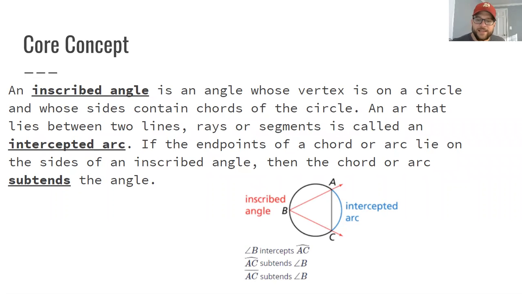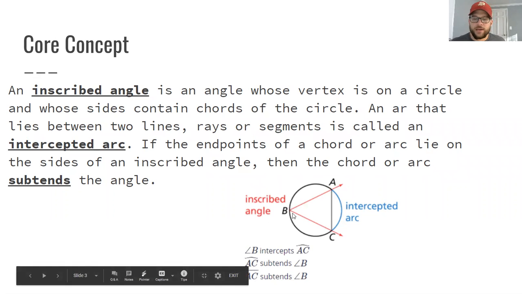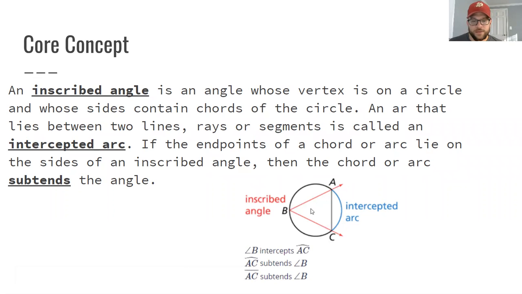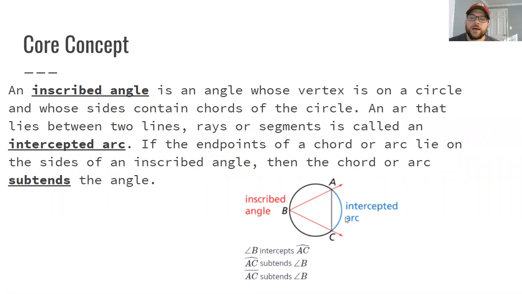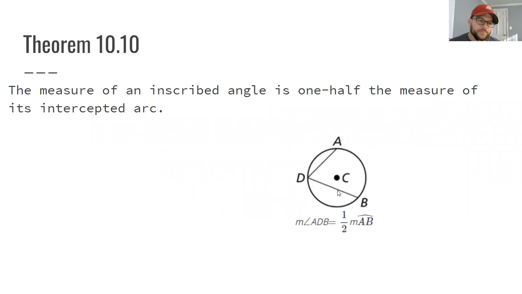The sides of the inscribed angle, like this red inscribed angle down here, AB and BC, are chords. Chords make up that part of the inscribed angle. The arc between them on the outside of that circle, this blue one, is called an intercepted arc. If the endpoints of the chord or the arc lie on the sides of an inscribed angle, then it is said that it subtends the angle, and it's inside that angle.